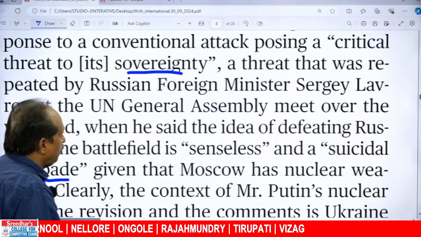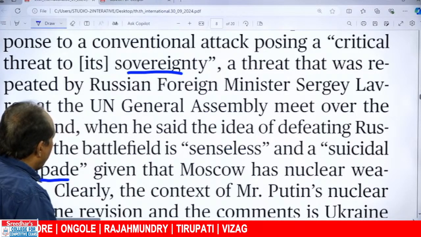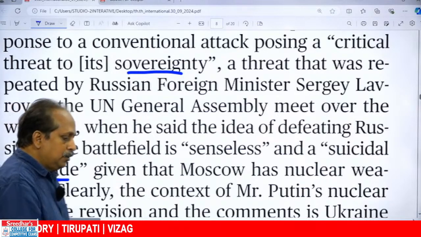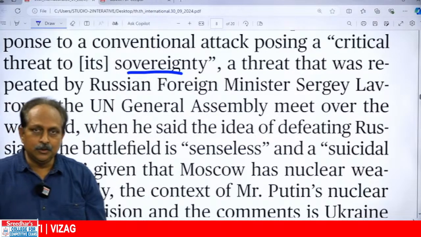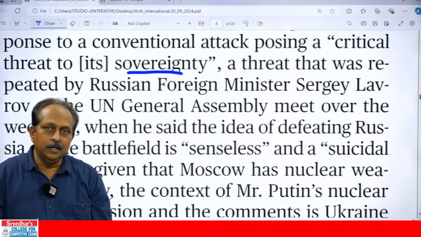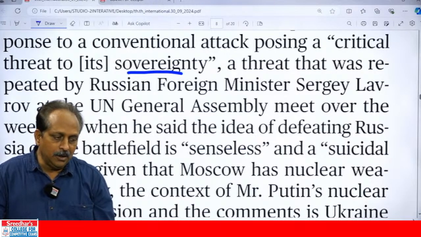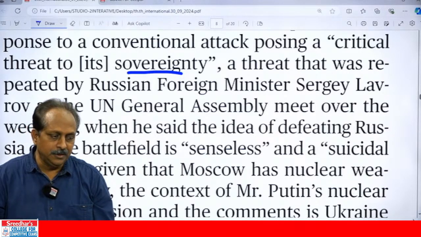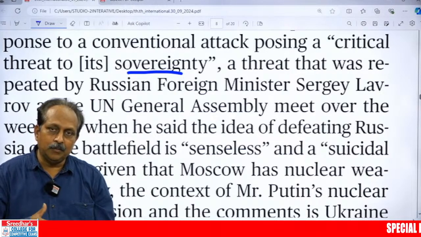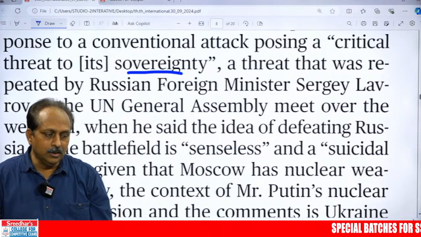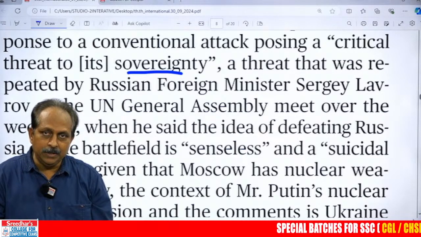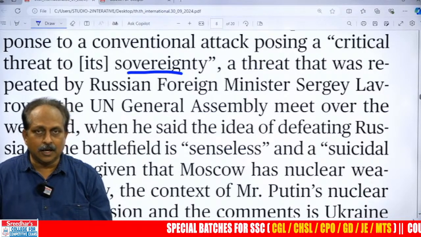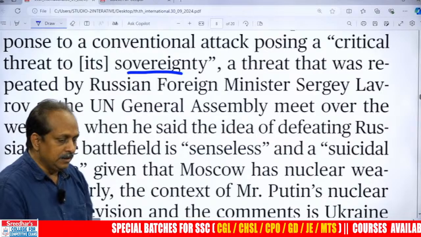So the Russian foreign minister says attacking Russia in the battlefields is senseless, one thing, and a suicidal escapade. Suicidal. When do we use this expression suicidal? What you do is suicidal. Means what? Imagine a particular country has nuclear weapons. It attacks another country that also has nuclear weapons. Based on that we can say the attack by the first country is suicidal, because the moment this country uses nuclear weapons, the other country also uses nuclear weapons, and both the countries get wiped out. That is nothing but suicidal. That's what it means in this context.